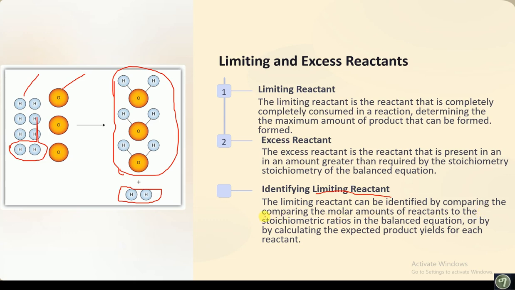The first is by comparing the molar amount of reactants to the stoichiometric ratio in the balanced chemical equation. Second, by calculating the expected product yield from each reactant. So using these, let us see identifying the limiting reactants by example.